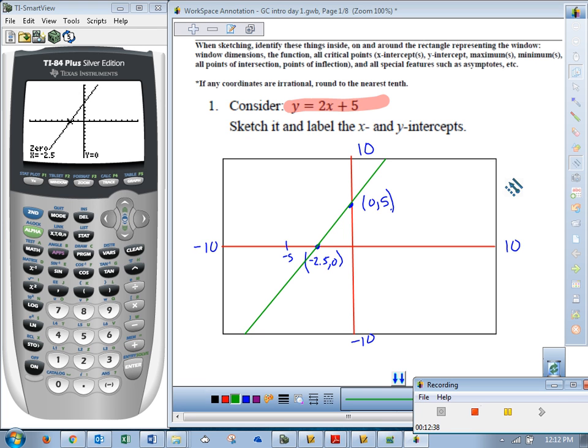We probably better make some notes of how the heck we found these points, because it's just a little too confusing. So somewhere at the top of the page, where you got room, let's make a little bit of notes. How did we find the y-intercept? So here's notes for y-intercepts.